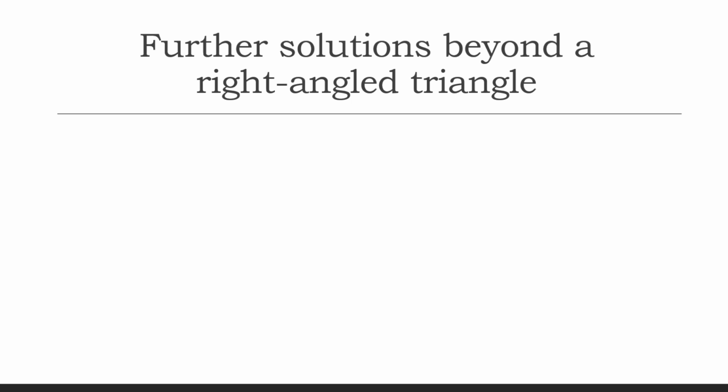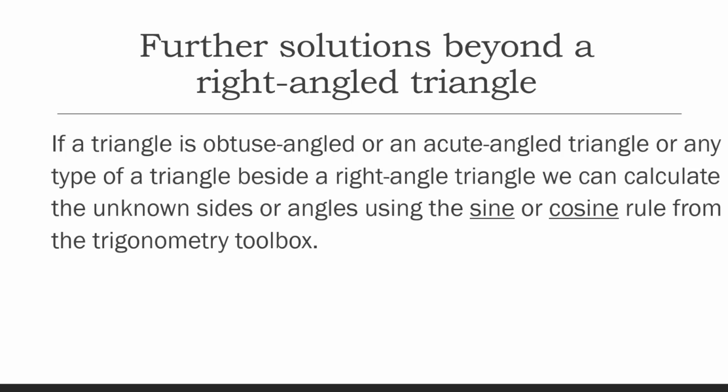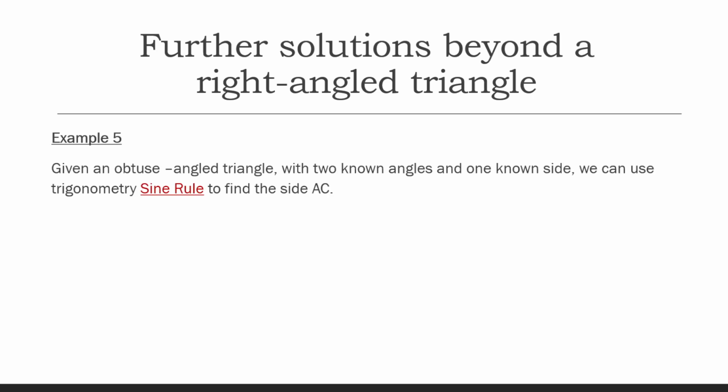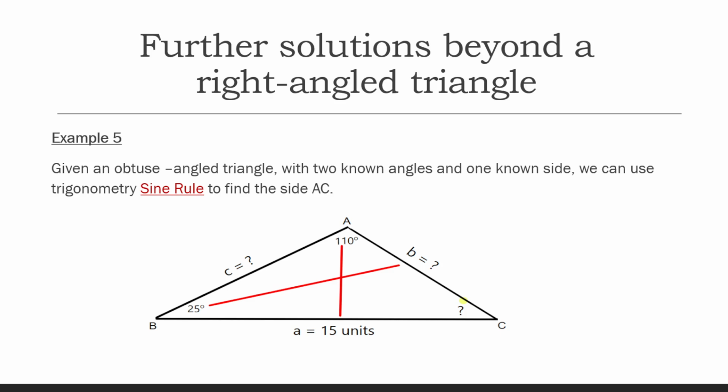Now let us move further from right angled triangles. If a triangle is an obtuse angle or an acute angle triangle, or any other type of triangle besides the right angle triangle, we can calculate the unknown sides or angles using the sine or cosine rule from the trigonometric toolbox. For instance, you can be given an obtuse angled triangle with 2 known angles and one known side. The other 2 sides are unknown and the remaining angle is unknown.